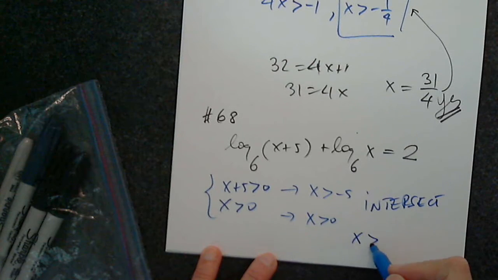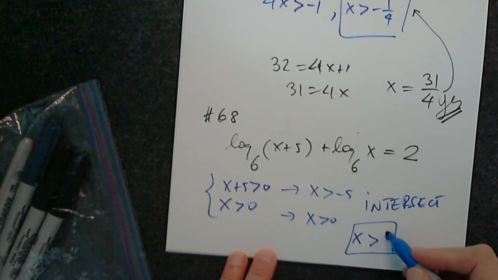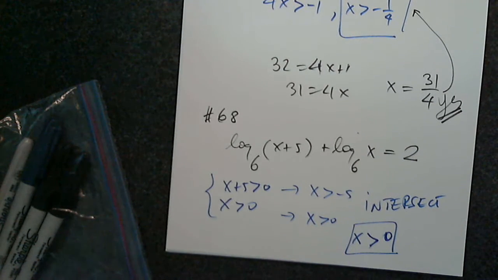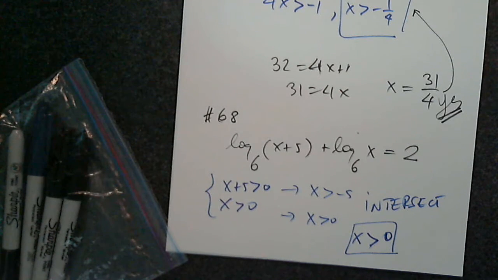So x must be greater than... One goes from -5 to infinity, and the other one goes from 0 to infinity. Where is the intersection? To infinity. Very good. So if the numbers that we get are not greater than 0, we'll have to say, sorry, no solutions.